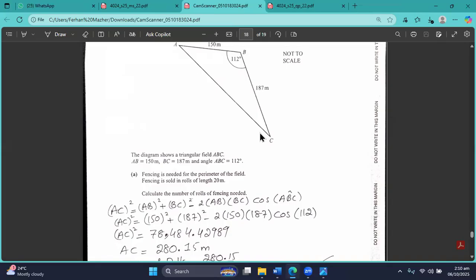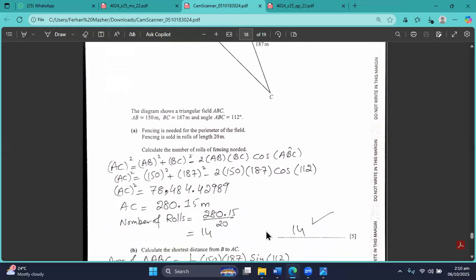So AC square is equal to 150 square plus 187 square minus 2 into 150 into 187 into cos of 112. So AC square will be equal to 78,484.42989. So take square root on both the sides, you get 280.15. So the AC side is 280.15.